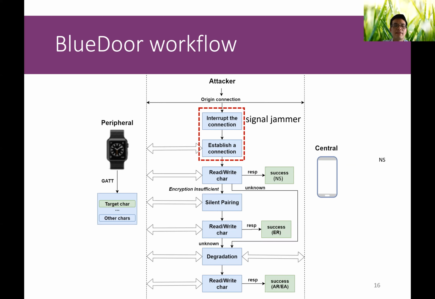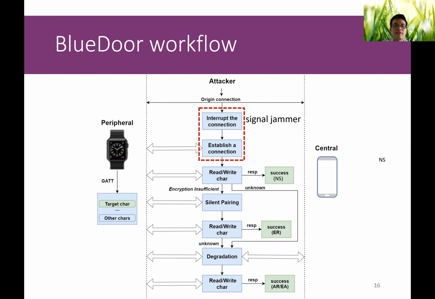So the first key problem is how to deal with the encryption, or more specifically, how to obtain the encryption key. In our method, instead of obtaining the old encryption key, we set up a new one. We show that the attacker can generate a new encryption key without user participation. We propose the silent pairing method, which can build a new encryption key without user participation.